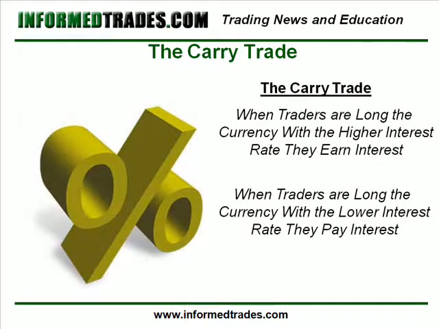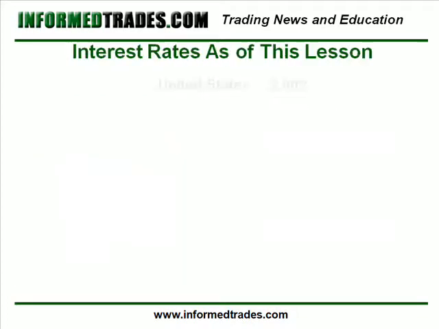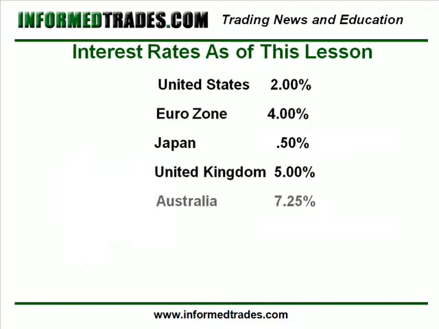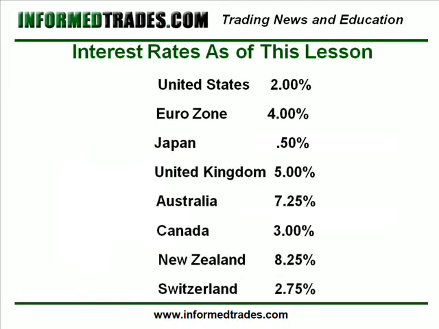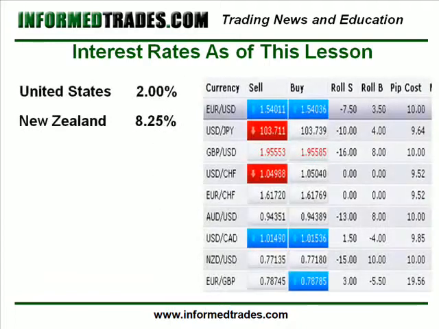To help demonstrate this, let's look at the interest rates as set by the central banks for the main currencies which we are interested in. As you can see here, and as we went over in our last lesson, rates as set by the Federal Reserve in the United States are currently at 2%, and rates as set by the Bank of New Zealand are currently at 8.25%. Now let's bring up a screenshot of the simple dealing rates window of the FXCM platform and locate the New Zealand dollar-US dollar currency pair.